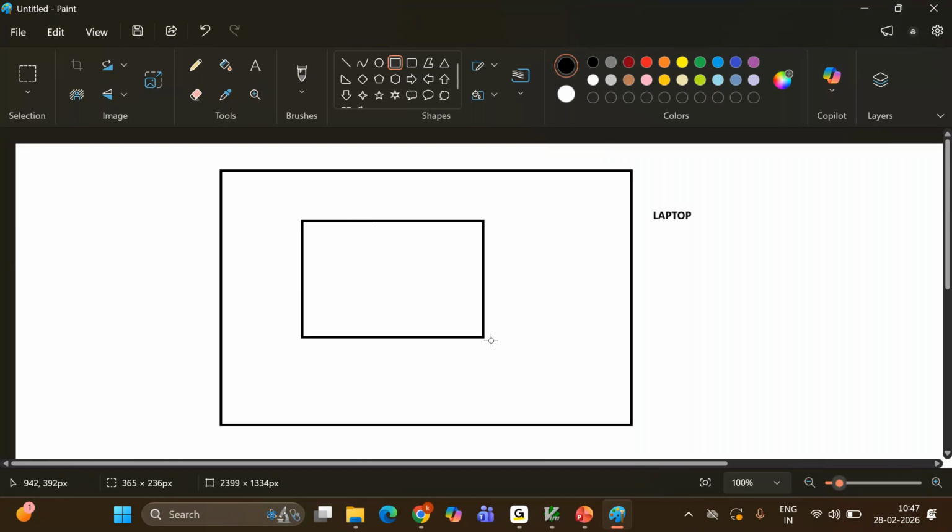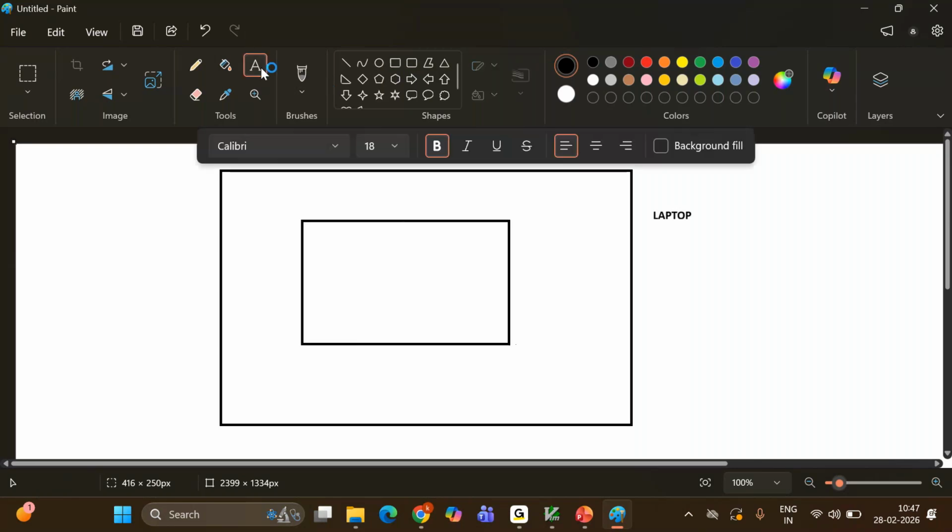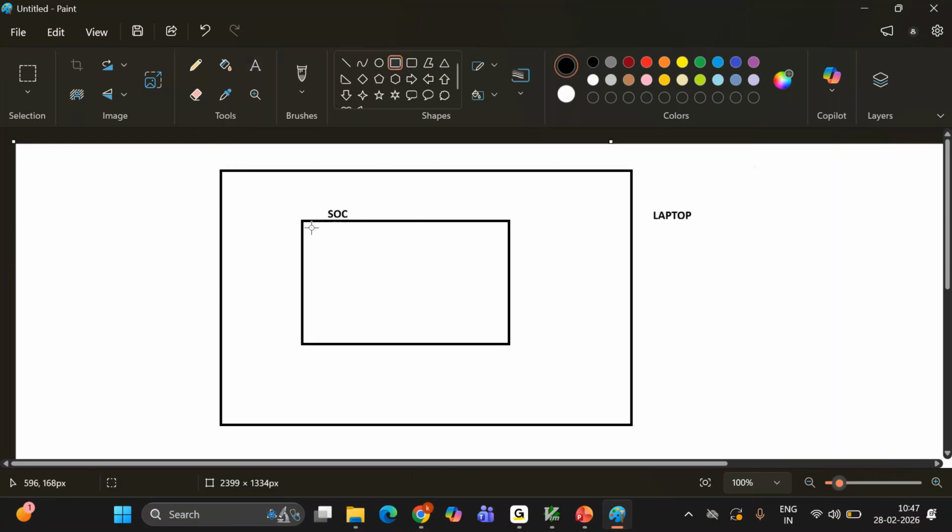I'll draw it a bit big because I need to write some things inside; in reality it will be very small. So this is where your SoC is, Intel i5, or in general a system on chip, SoC, which is the brains of your entire laptop. This SoC will have processors, CPUs, and GPUs.